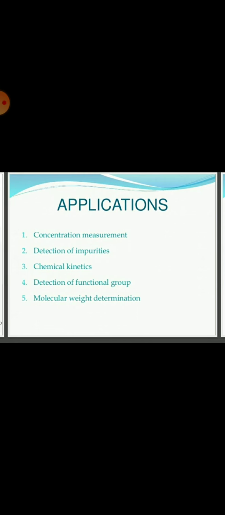What are the applications of the spectrophotometer? First, concentration measurements. Two, detection of impurities. Then chemical kinetics, detection of functional groups, and molecular weight determination.